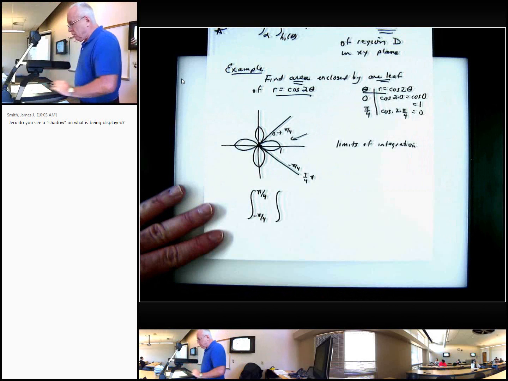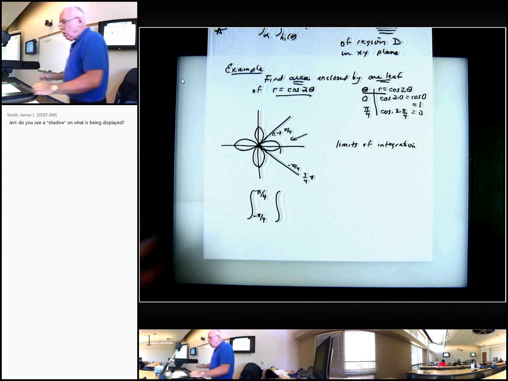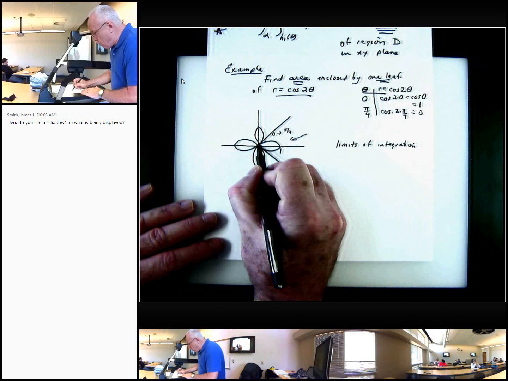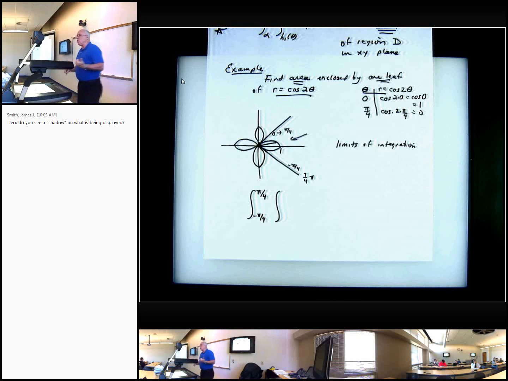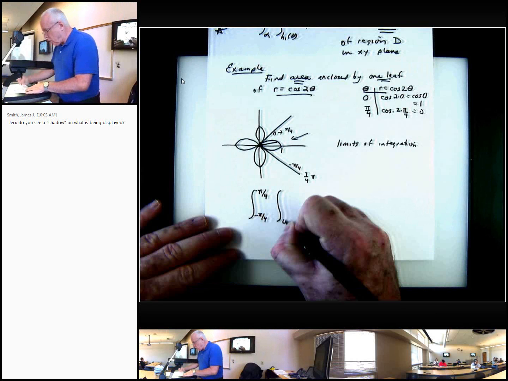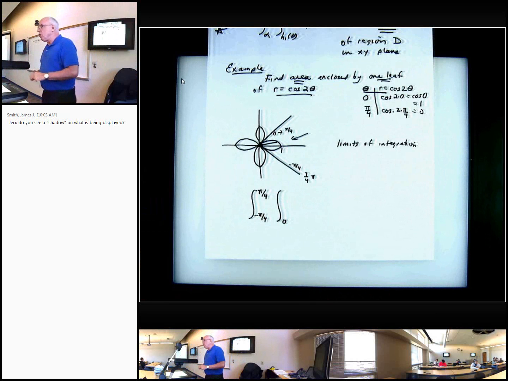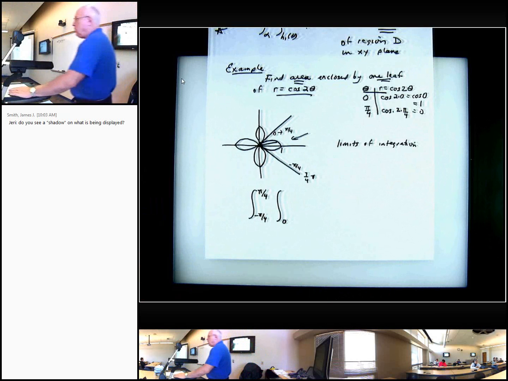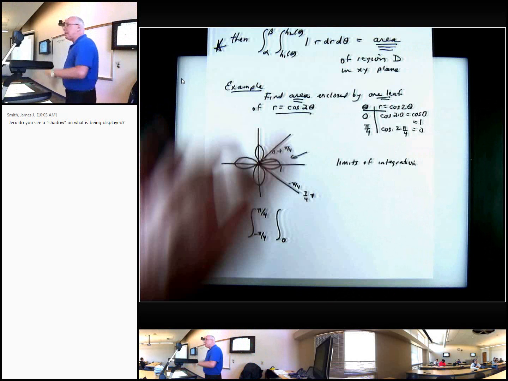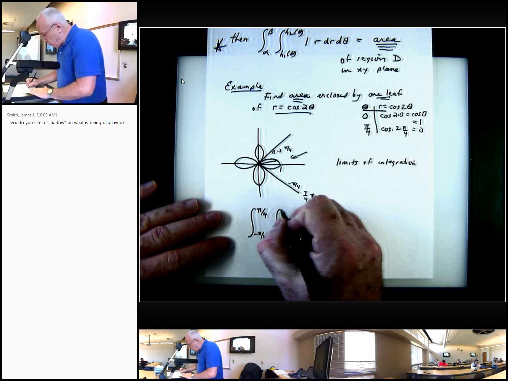Now we have to do our limits of integration for the r's. Here we're talking about r going from here to here. So what's my lower r going to be? 0, right at the origin. R equals 0. What is the formula for my upper or outer r? Yeah, cosine of 2 theta. That's what my graph is. That's going to be my upper or outer r.